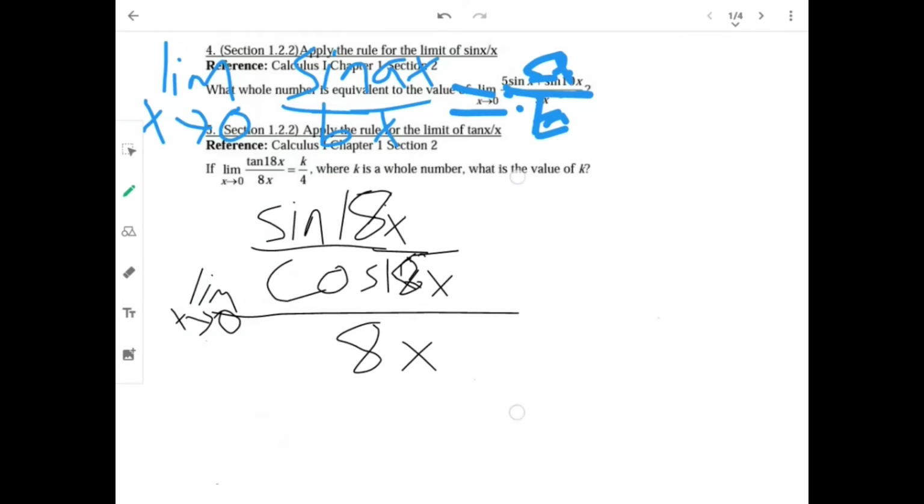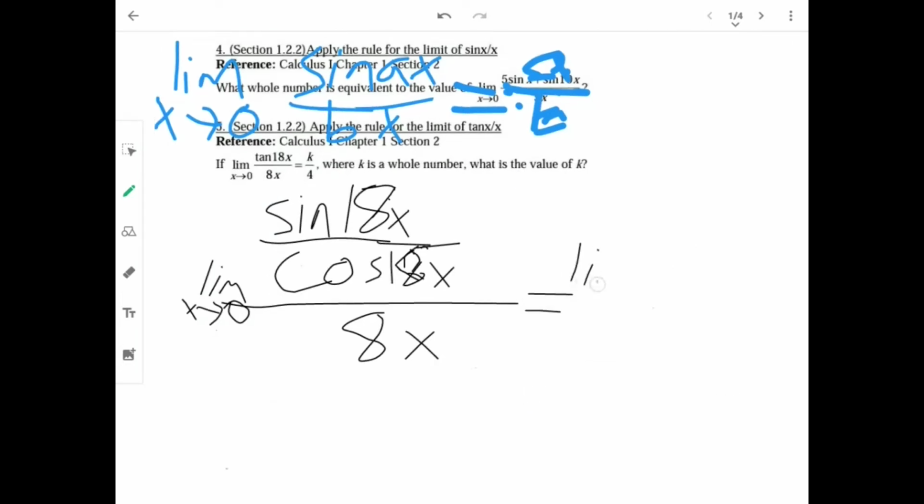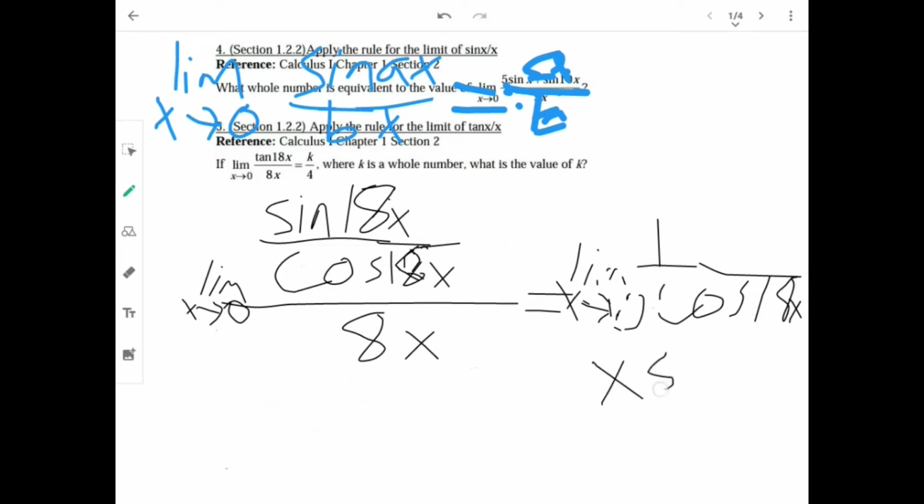So cosine, we can take it down, so it will be limit as x approaches 0 of 1 over cosine 18x, multiplied by sine 18x over 8x.